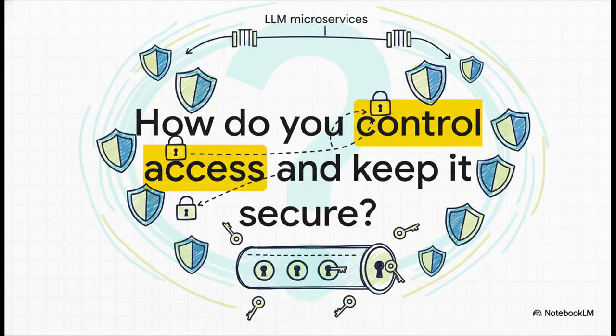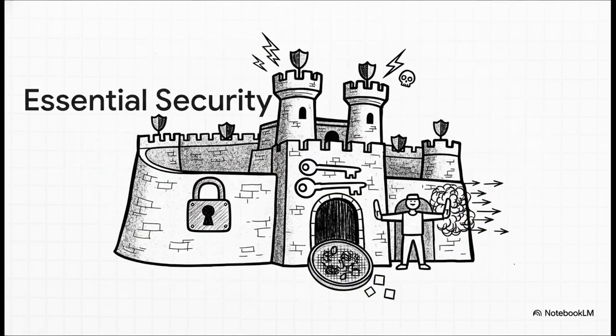But wait a second. The moment you expose this service to the world, a huge question pops up, right? How in the world do you control access and keep this thing secure? Well, the answer is you need layers, a bunch of them. First, authentication. You've got to know who's calling your service. You can use simple API keys or something more robust like JWT tokens. Think of those as temporary digital passports.